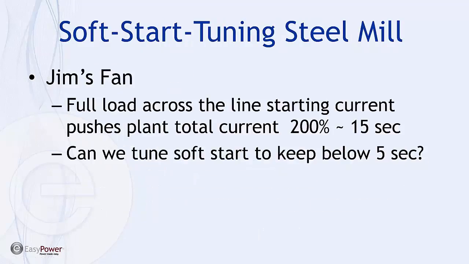And then finally, we're going to have an example where we have a steel mill that uses some very large fan motors for evacuation of fumes and whatnot. And when we start that fan, it actually kicks up the total current for the plant by over 100%, and that starting cycle lasts 15 seconds, which makes the whole plant susceptible to any other load starting. So the question is, how do we tune the soft start to keep that excursion as small as possible?